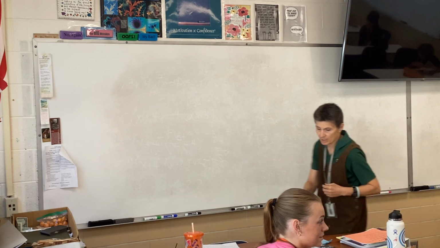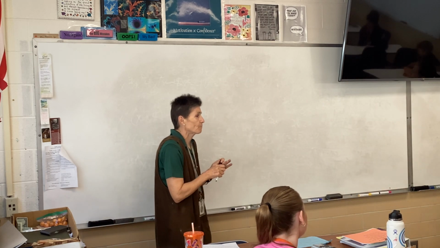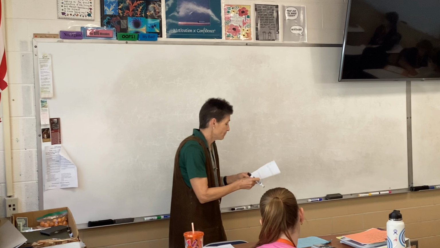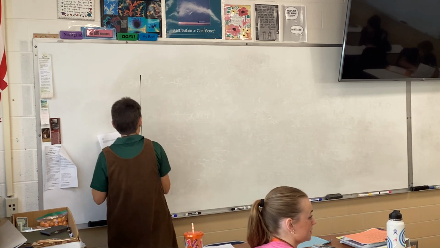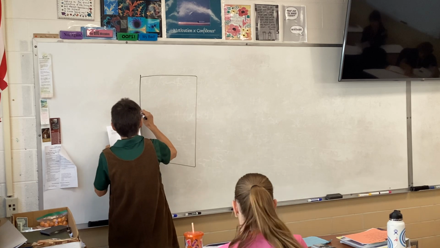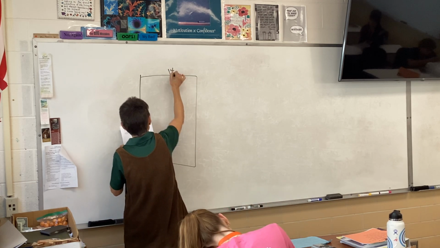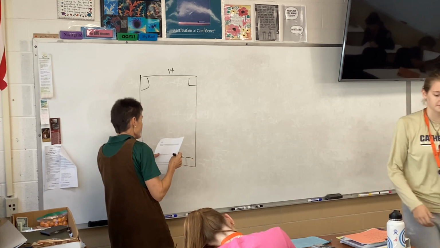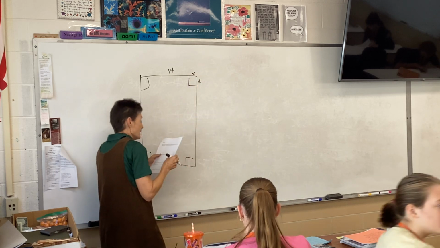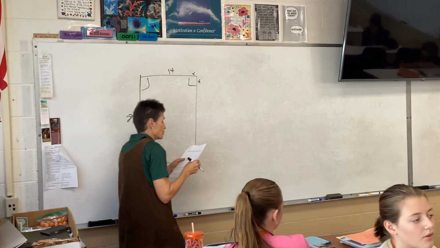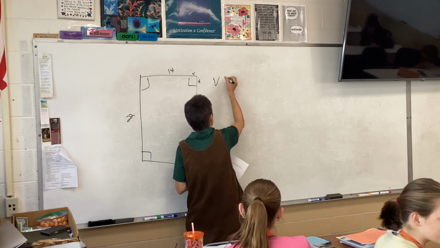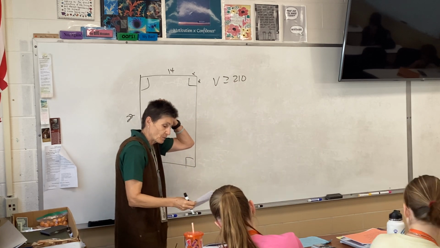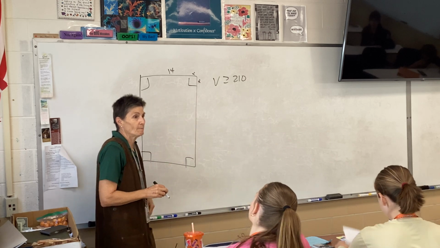Okay, all right, so who's got the first review question? Here we go. Number one on the review: we have a piece of paper that is 22 by 14. We are going to cut out the corners. What size do the corners need to be in order to have a volume of at least 210? We want the volume to be greater than or equal to 210 cubic inches, right? So what is the volume of our box?